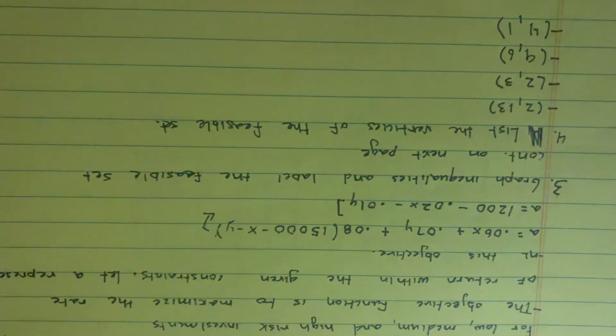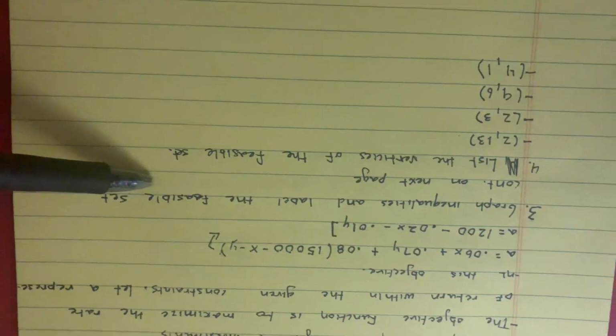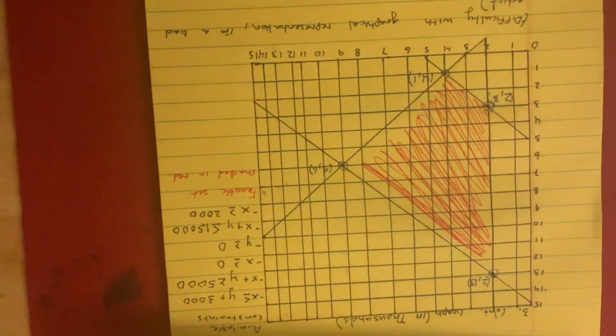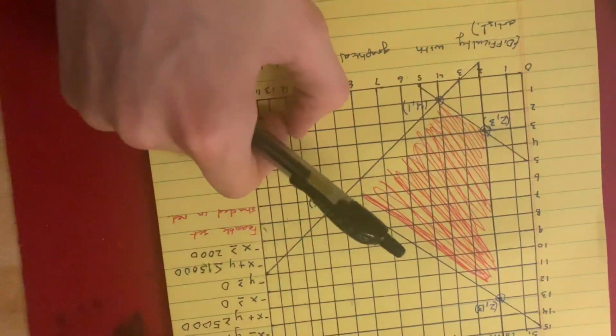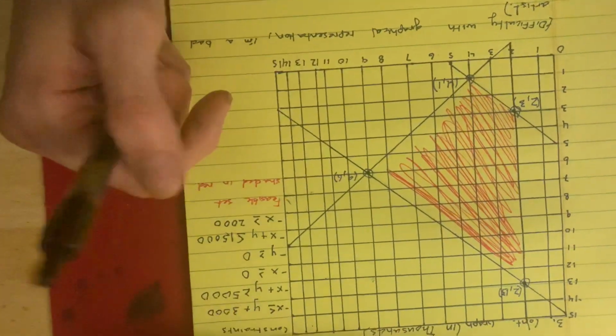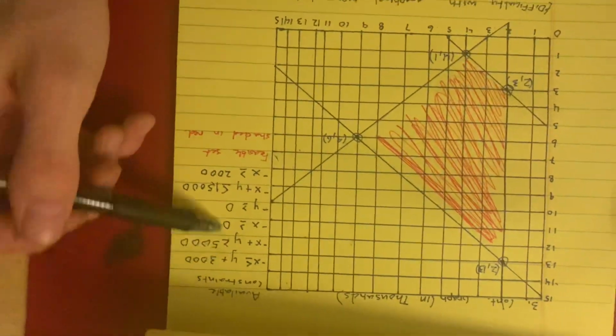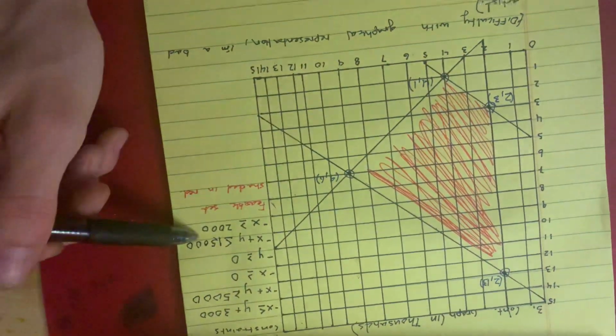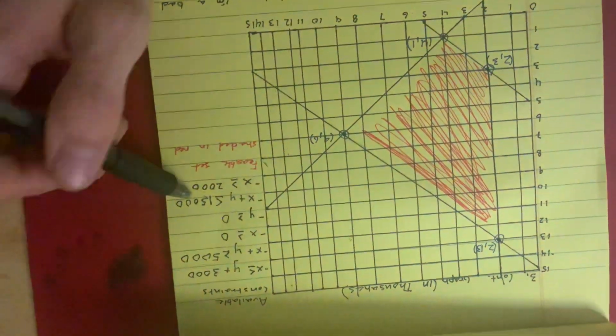Next, we're asked to take these inequalities and graph them, labeling the feasible set. I didn't have enough room on this page, so I moved on to the next one. Here, you'll have to excuse my graph. It is kind of lopsided. I ran out of space towards the end, but you get the general idea. Here are all the constraints and inequalities off to the side. I can go through and identify them for you.